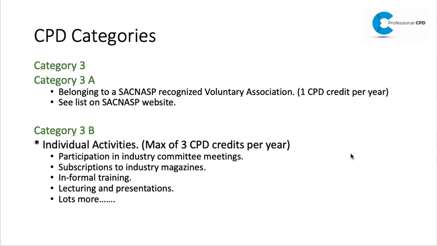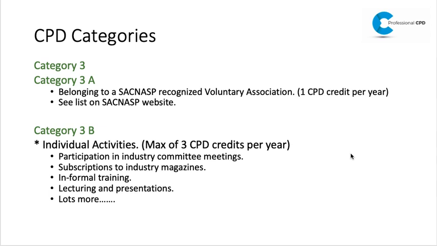Good. Category 3, this is also quite a nice one. If you belong to a SACNASP recognized voluntary association, you also get 1 CPD credit. So that's easy enough. There is a list of all the recognized voluntary associations on the SACNASP website, so you can go and check it out there. Now, category 3B, and I get lots of questions regarding this one. What are individual activities? You can get a maximum of 3 credits here. You can go over, and most of you most probably do go over, but you can only claim a maximum of 3.